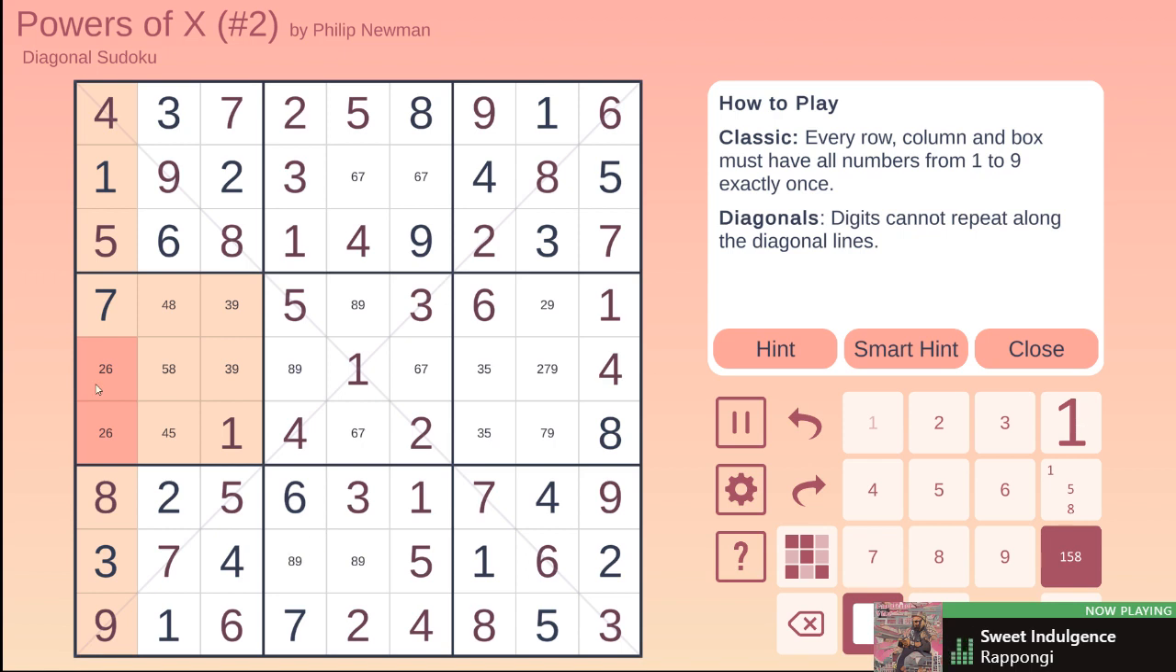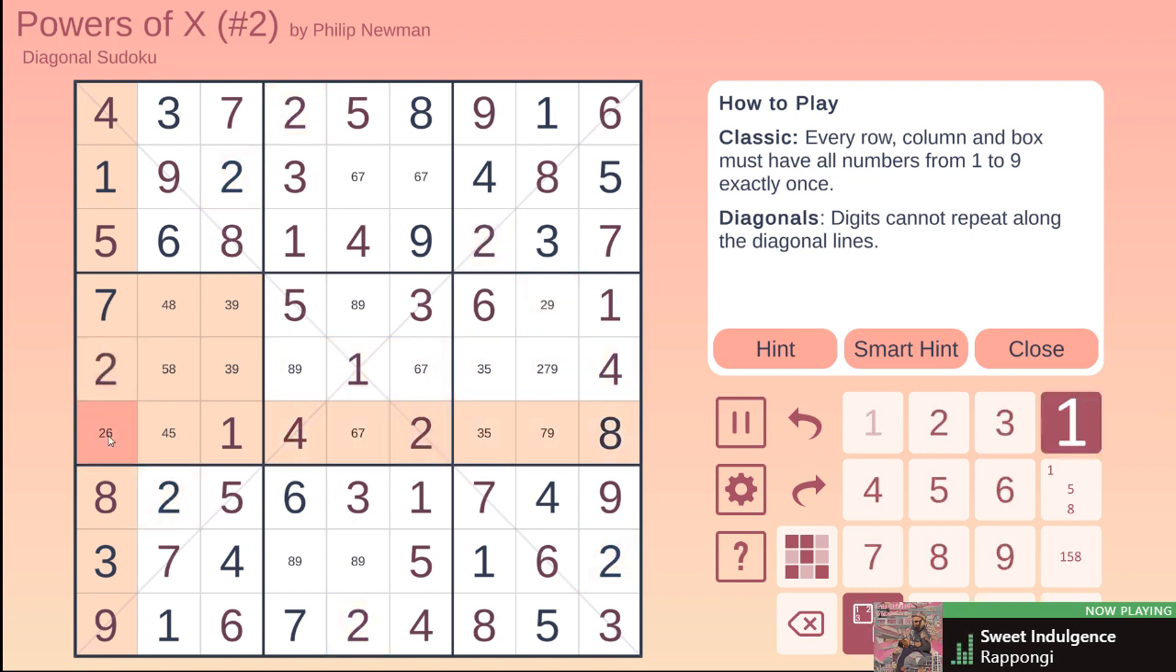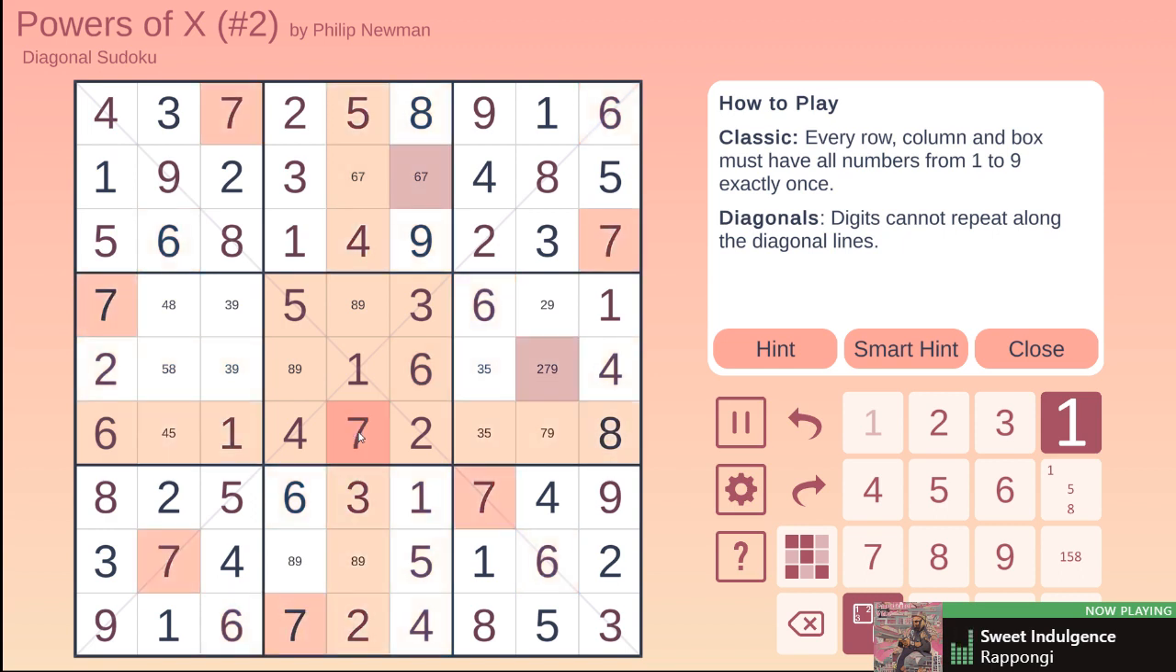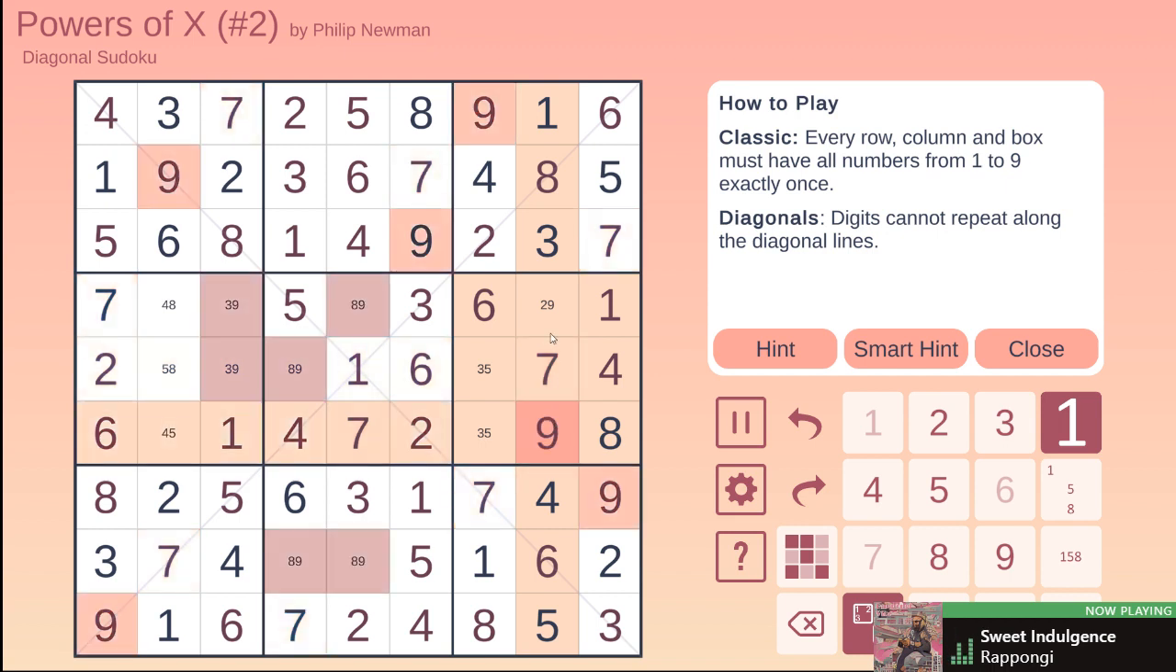This is a 2 by Sudoku. This is a 6. This is a 6. This is a 7. This is a 6. This is a 7. This is a 7. This is a 9. This is a 2.